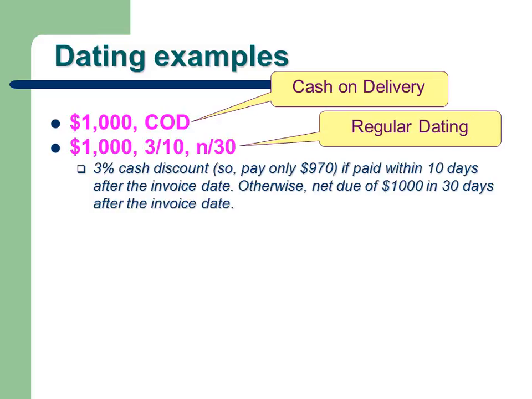Then we learned a regular dating term, or ordinary dating term. For example, let's say the same $1,000 invoice, but it came with a term of 3/10, n/30. That means you can get a 3% cash discount, so you only pay $970 if you pay the bill within 10 days after the invoice date. Otherwise, the net amount due, $1,000, will be due in 30 days from the invoice date.